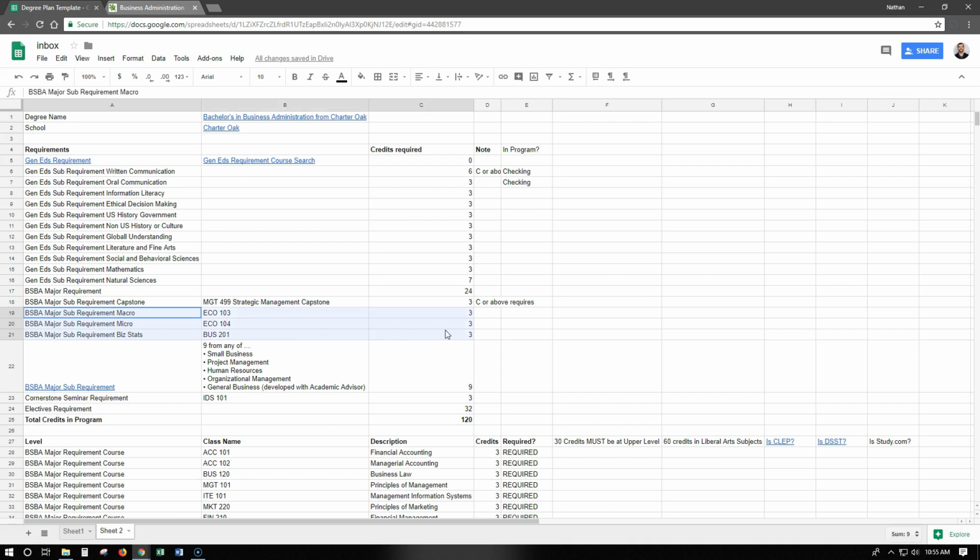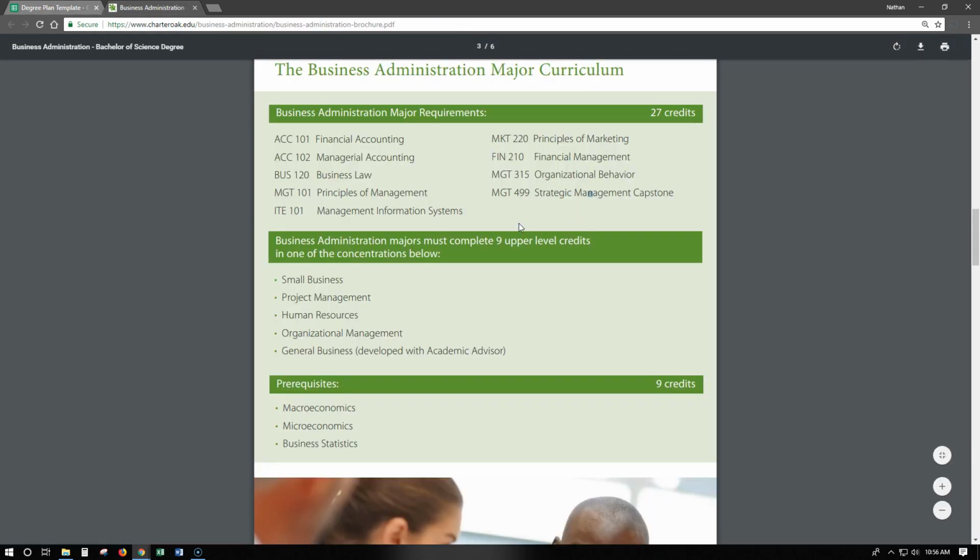So now out of our 45, we know these 3, 3, 6, 9 plus this 9, these are now broken out. These are all requirements. So you can't just say BSBA major requirement equals 45. Yes, it starts at 45, but now we've broken out 3 sub-requirements and this one, and now we have this remaining. So where did I get this sub-requirement capstone? So this says management 499 strategic management capstone. Oh, okay, this is also a requirement.